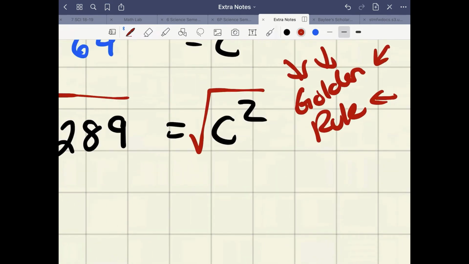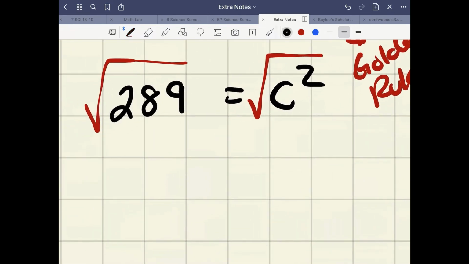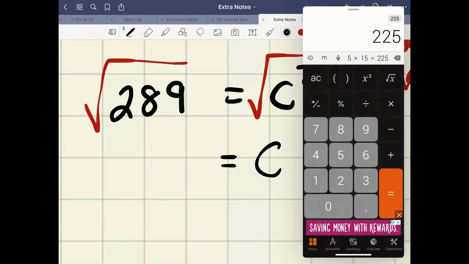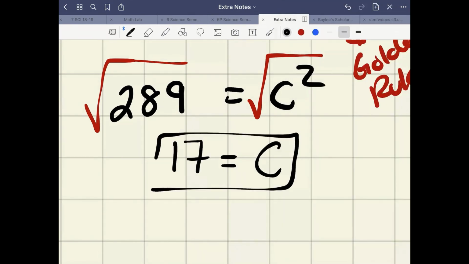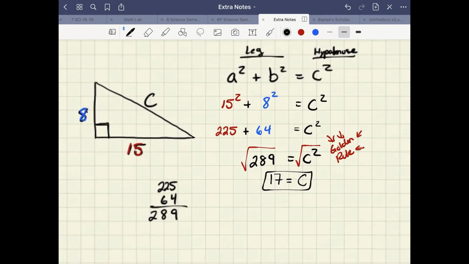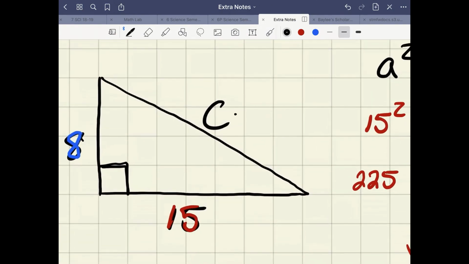So first thing this does is it turns that into c. And we come over here to our calculator, and we do 289, and we take the square root, and we get 17. Now, you can't stop there. You have to go back to your triangle, and you plug it in. So this is a triangle that has the sides 8, 15, and 17.